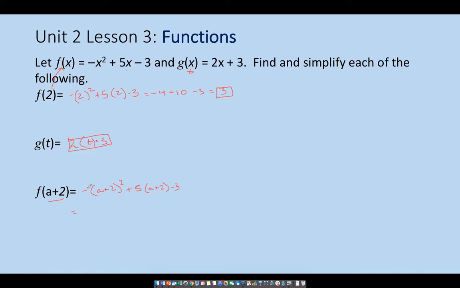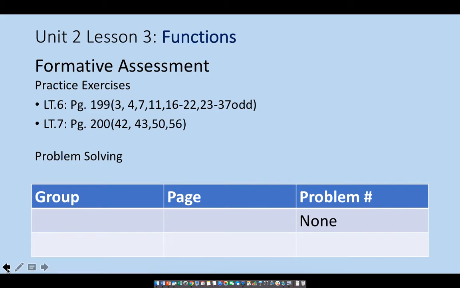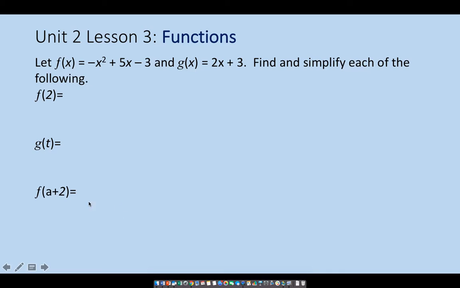Well, let's see. Before I distribute this negative sign, I got to do the exponent. So I wind up with negative a squared plus 4a plus 4. And then distribute this 5, so I got plus 5a plus 10 minus 3. And, well, let's see here. Now I'll distribute the negative sign. I got negative a squared minus 4a minus 4 plus 5a. Well, I just finished combining those like terms, and then I'd be done.